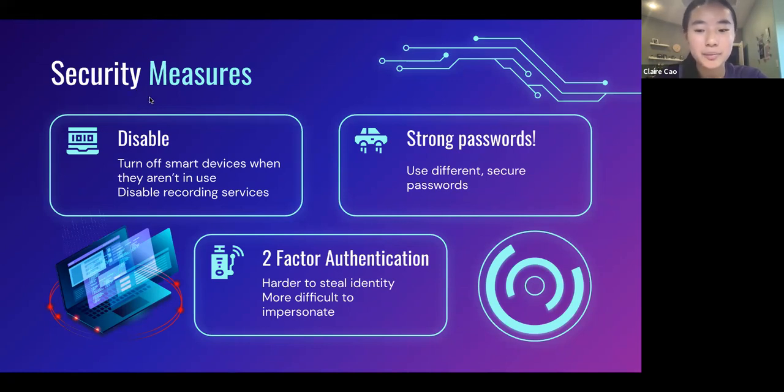Okay, and also strong passwords. Use different secure passwords and make sure that you remember them. It's not very good if you just forget your password, but using secure passwords is really important because we watched a video yesterday and 80% of cyber attacks are caused by weak passwords. So having strong passwords is really important. So for any Alexas or any smart devices that have a password, you should use a good one.